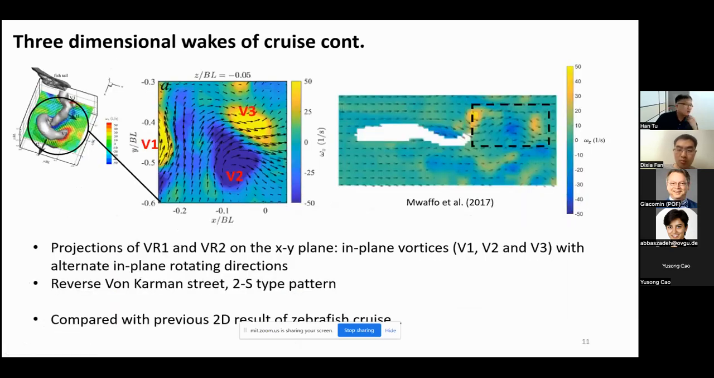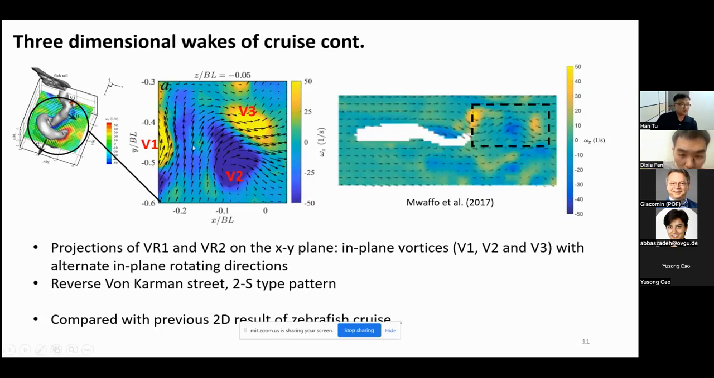If we further zoom in on the horizontal plane, there are strong in-plane rotations with alternating rotating directions indicated by those yellow and blue contours here. For brevity, we name them vortices V1, V2, and V3. Those vortices form the reverse von Karman street and present a 2S pattern from the two-dimensional point of view. Again, we compare our results with the observation of Marvel et al. in 2017, since the two experiments are very similar.